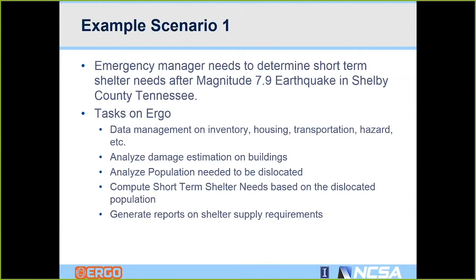So there's the data management piece where I need to gather the inventory, so housing, the transportation, I need to quantify the hazard. I need to analyze based on that, come up with a damage prediction for the buildings to understand, are the buildings occupiable after the event? If not, some of that population is going to be dislocated. And then from that, I need to determine what are my short-term shelter needs, what are the supplies I'm going to need, so food, water, beds, that kind of thing.